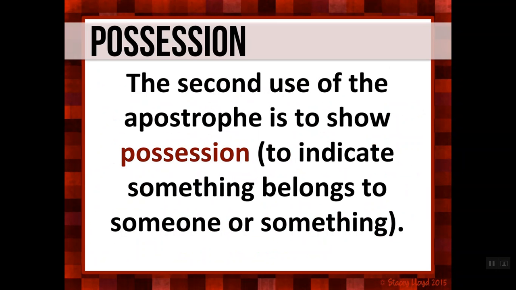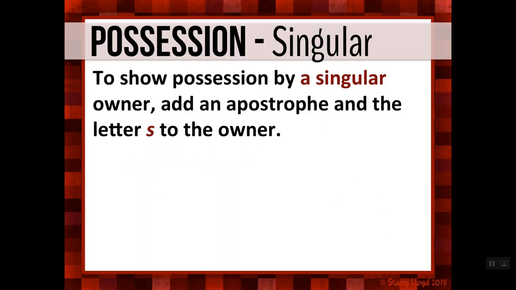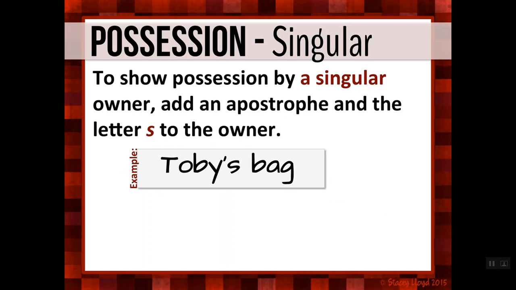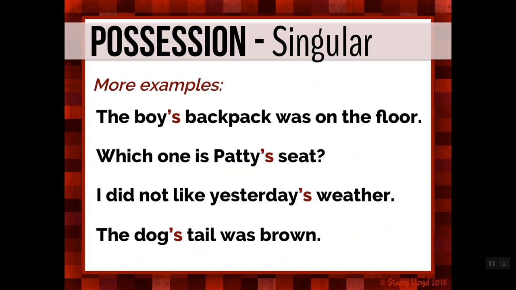So, possession. The second use of the apostrophe is to show possession, to indicate something that belongs to someone or something. For singular, you put apostrophe and S at the end of a word, and that shows its owner. So, Toby's bag. Toby is singular, apostrophe S. More examples: the boy's backpack was on the floor. Which one is Patty's seat? I did not like yesterday's weather. The dog's tail was brown.